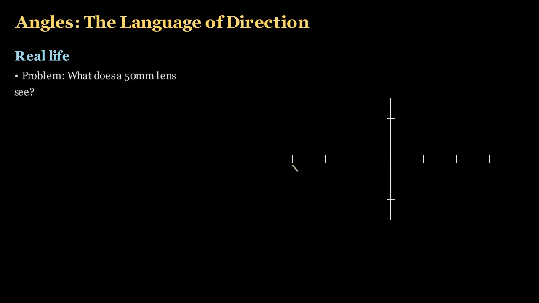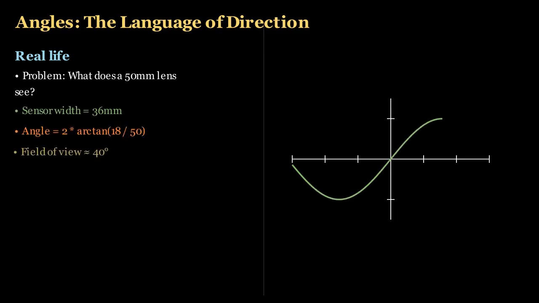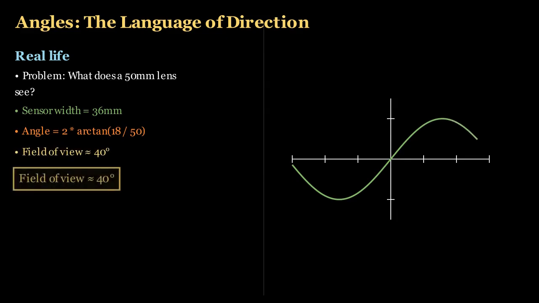A full-frame camera has a sensor 36 mm wide. With a 50 mm focal length, the half width is 18 mm. The angle from center to edge is arctan(18/50), about 20 degrees. Doubling gives the full field of view, roughly 40 degrees.